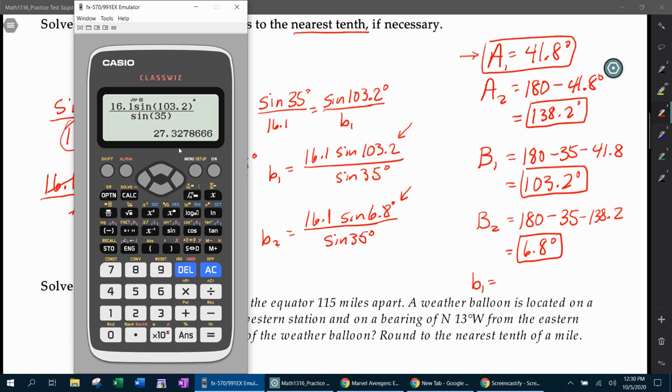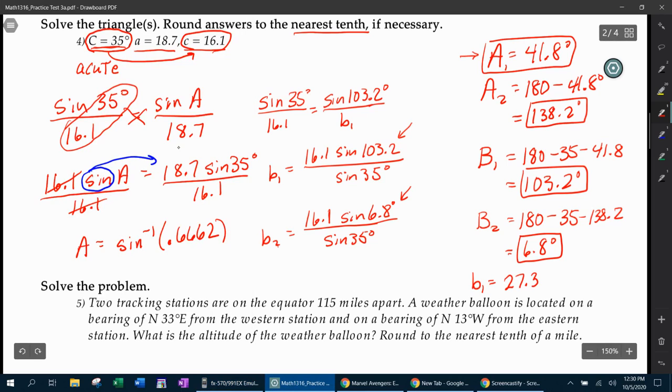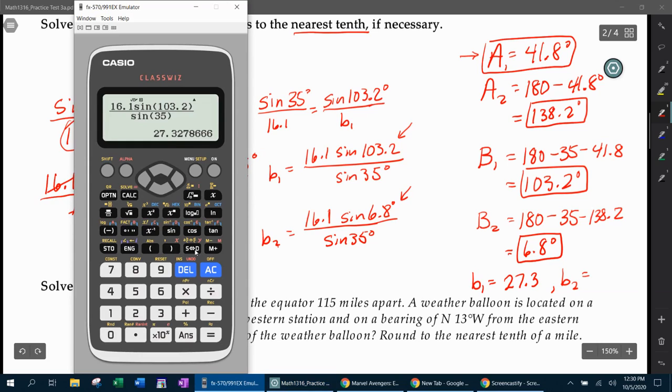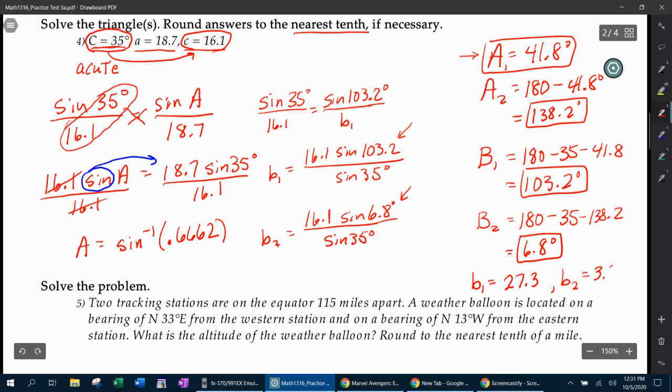And little b1 is going to be 27.3. 27.3. And little b2. There we go. Little b2. If I simply go back, and put in 6.8, I get my little b2, 3.3 rounded. Whew, man, that was a long one.